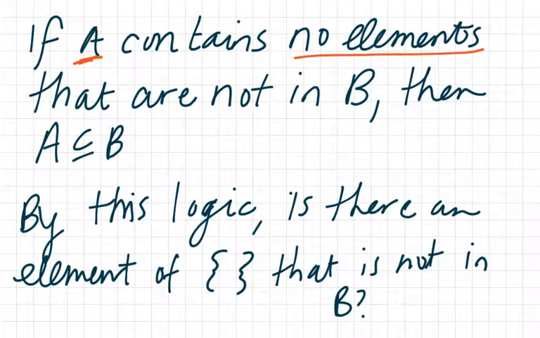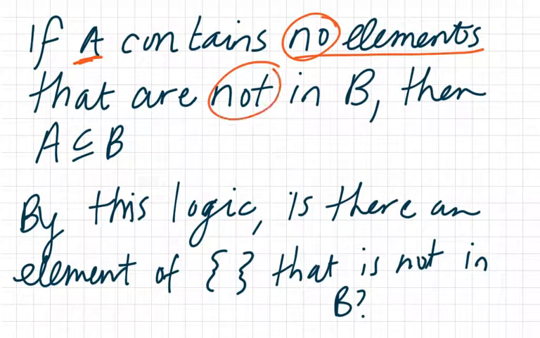We get this double negative, right? In English, a double negative makes a positive. So the definition of a subset says that if all the elements of A are in B, then it's a subset. And if I say, if A contains no elements that are not in B, then A is a subset of B, it's the same idea, but this allows us to really understand what's happening with the empty set.